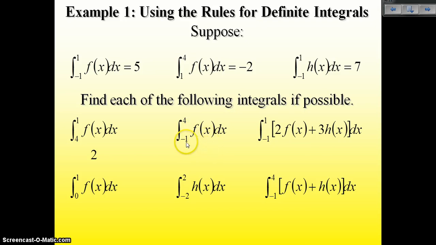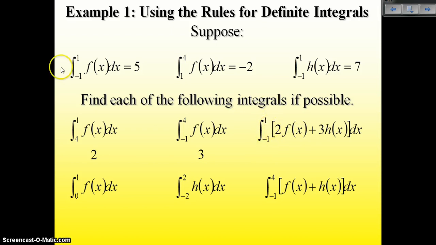When I look at this one, I see the integral from -1 to 4 of f of x. Well, this one starts -1 to 1. This one then picks up where that one leaves off at 1 and goes to 4. So if we go back to our rule of additivity, we can take here to here plus there to there. In other words, I can take 5 plus -2 and I can get 3.